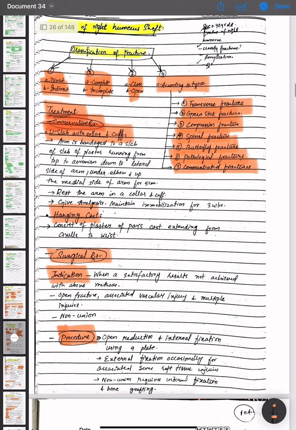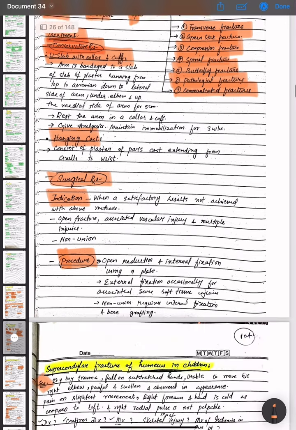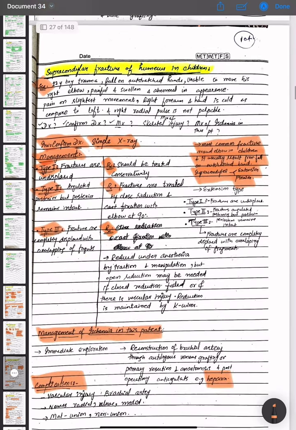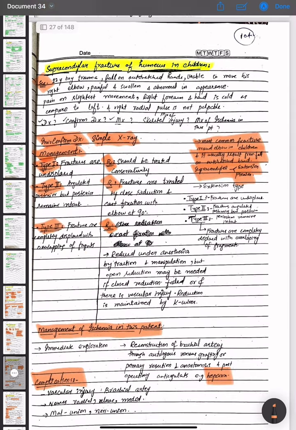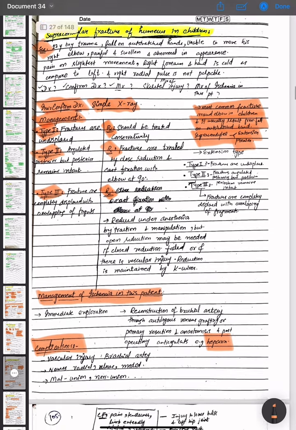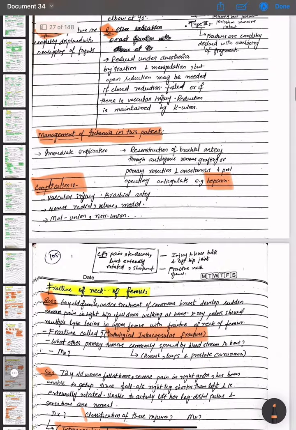Then we discussed the treatment, that is conservative treatment, which is U-slab with collar and cuff, then hanging cast. Then we discussed the surgical methods, its indications and the procedure. Then we discussed the supracondylar fracture of the humerus in children, its scenario, then investigations to confirm the diagnosis, which is a simple X-ray. Then we discussed the management, which is according to the types. These are three types of supracondylar fracture of humerus in children, and the treatment is provided according to that. Then we discussed the management of ischemia in the patient and the complications.